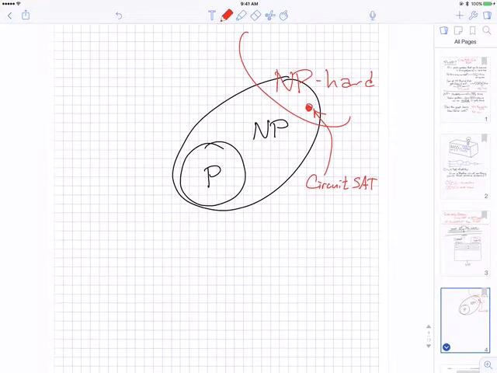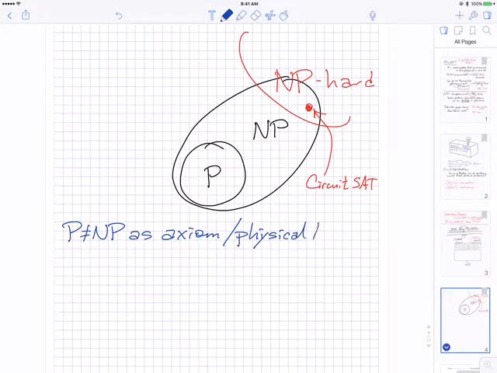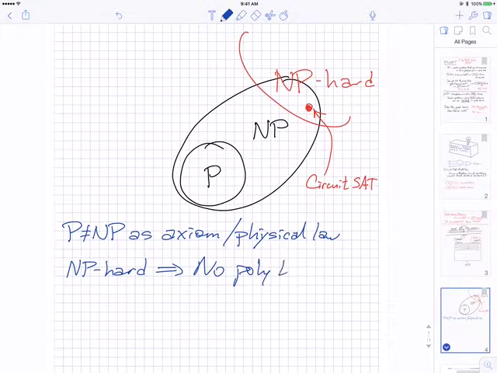So if we imagine that we take P is not equal to NP as an axiom or as a physical law, then NP hardness means no polynomial time algorithm. There is no way to solve the problem quickly. Okay.